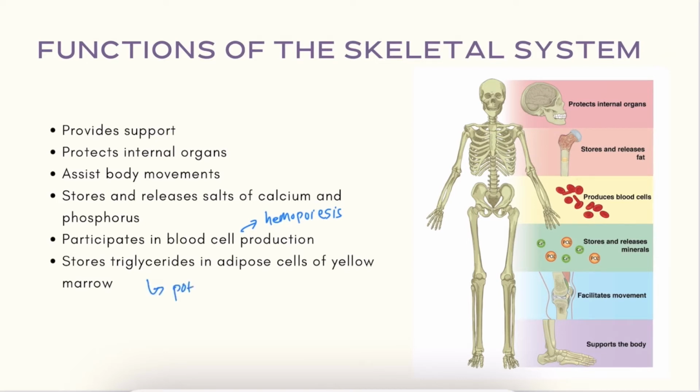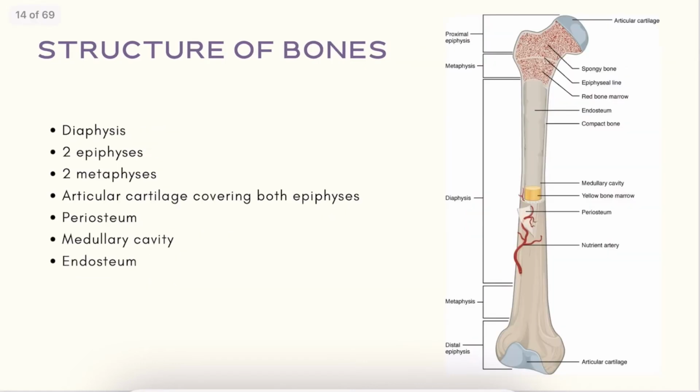It also stores and releases salts of calcium and phosphorus. It also participates in blood cell production, or hemopoiesis, and stores triglycerides in adipose cells of yellow marrow as potential chemical energy reserves. We're now going to talk about the structure of bones.